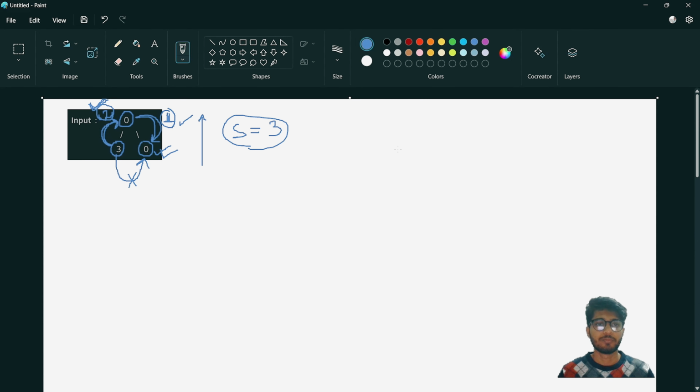So using a simple recursion technique, we can solve this problem. This is our given tree. The root node is 0. The left child has a value of 3 and the right child has a value of 0, and we can consider the leaf nodes as null.